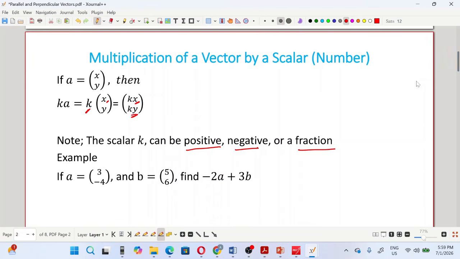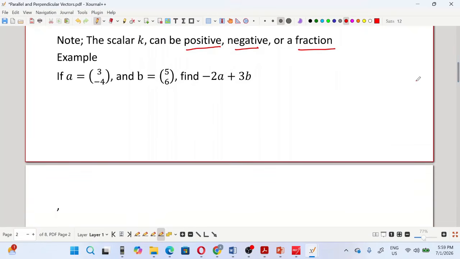So for instance, let's look at the example we have here. We say, for example, if A is equal to the column vector (3, -4), and B is equal to (5, 6), find -2A + 3B. So the first thing we have to do is find what -2A is going to be equal to: -2 multiplied by our column vector A. And the column vector A is (3, -4), right?